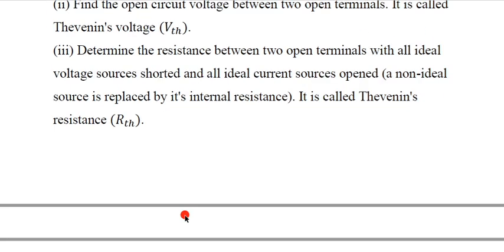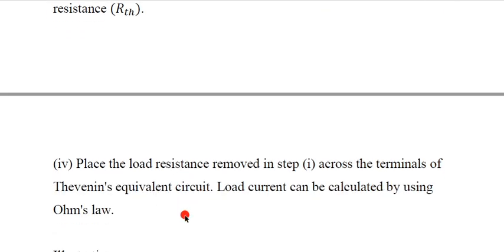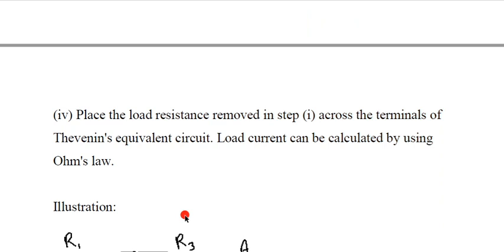I will show this. Finally, in the last step, we again put back the load resistor that we removed in the first step, that is RL, across the terminals, and then we can find the load current easily.